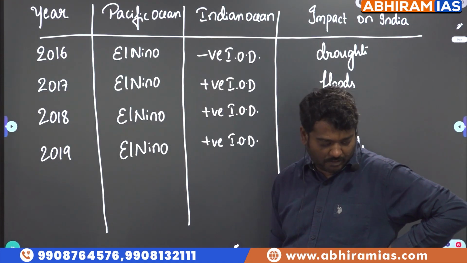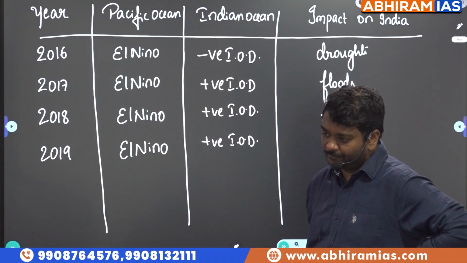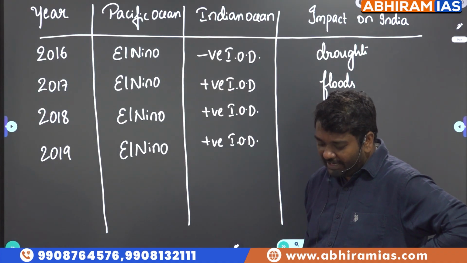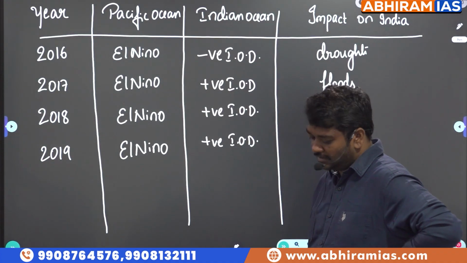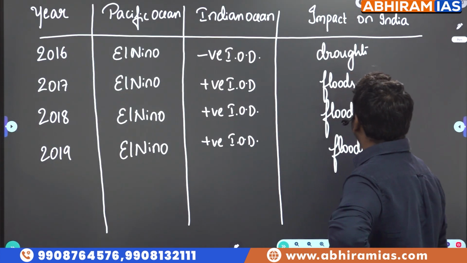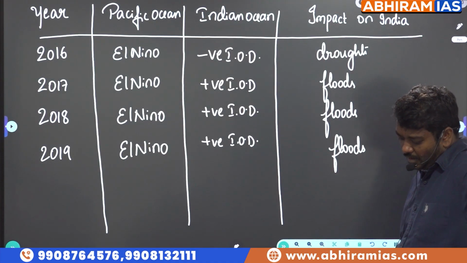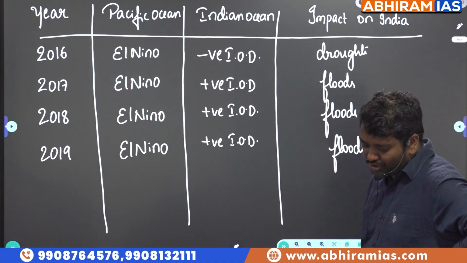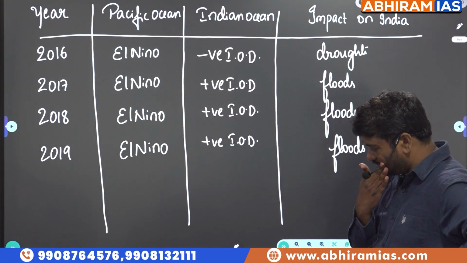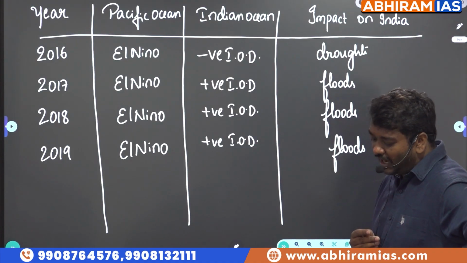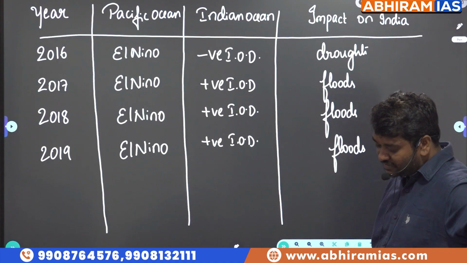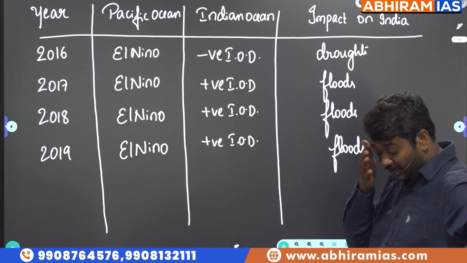Indian Ocean Dipole, right? It is two pressure cells within the Indian Ocean, near Africa and Australia. Next point.